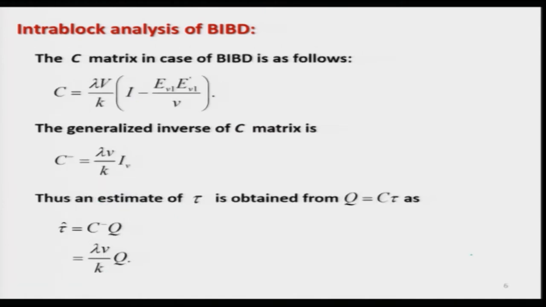And then we had obtained the C matrix in case of BIBD as C equal to lambda v upon k times (I minus e_v e_v transpose divided by v). And using the concept of Moore-Penrose inverse, we had obtained the generalized inverse of C as k upon lambda v times I_v. And then we had obtained an estimate of tau using the reduced normal equation q equal to C tau, as tau hat equal to the generalized inverse of C into q, which was k upon lambda v into q.